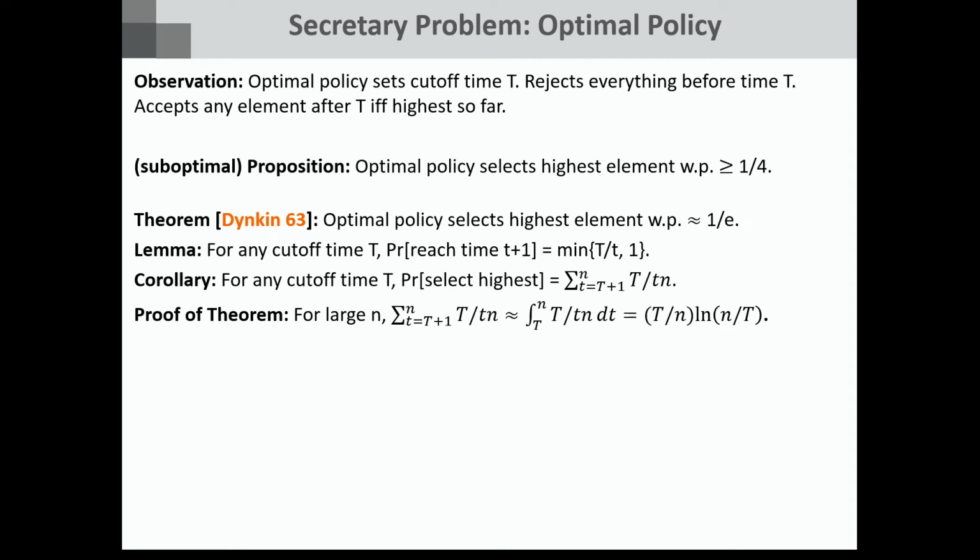All that happens here is we observe that for very large n, this sum is approximately the same as this integral. We can evaluate this integral. It happens to be the cutoff over n times the log of n over the cutoff. Then we can take a derivative and find out that it's maximized at exactly n over e, which gives us a success probability of 1 over e. Okay, so that's a complete proof. Are there any questions about this?